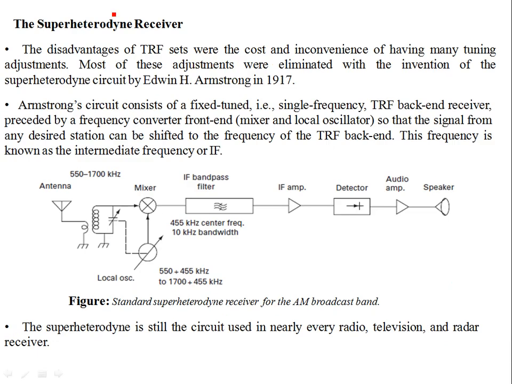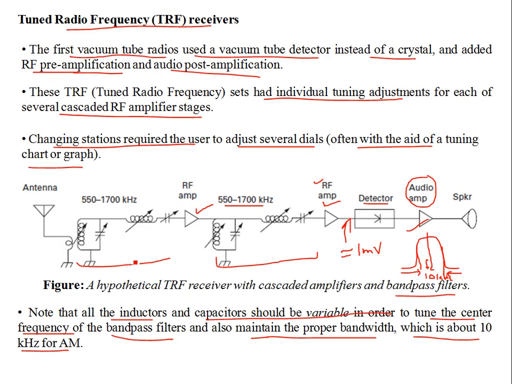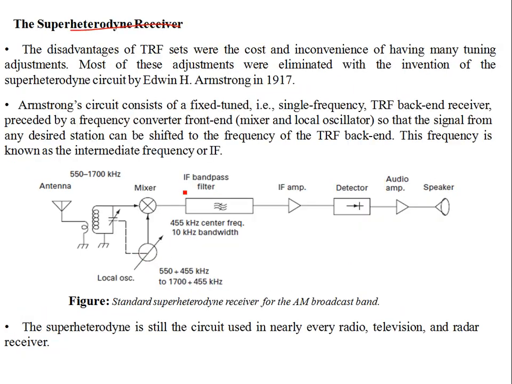Then comes the Superheterodyne Receiver. Around 1917 and 18, we have this Superheterodyne Receiver. Heterodyne means mixing. So what you see over here, the difference between this configuration of a receiver and the previous configuration is that you have a mixer over here with a local oscillator.